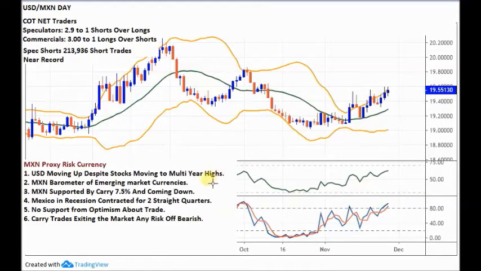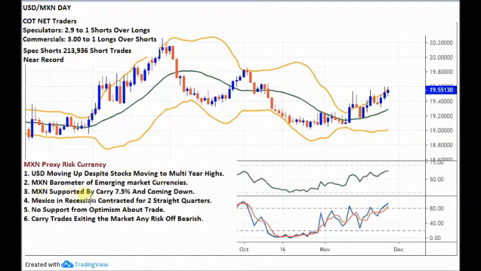Okay, MXN is a real risk-on currency. It's not going higher or pushing the US dollar down. The US dollar is going up in a choppy fashion. The MXN is also a barometer of other emerging market currencies and risk currencies generally. So if USD really breaks up on the MXN, that could spill over into other emerging markets like South African rand, Russian ruble, for example. It tends to be the leader of the group.